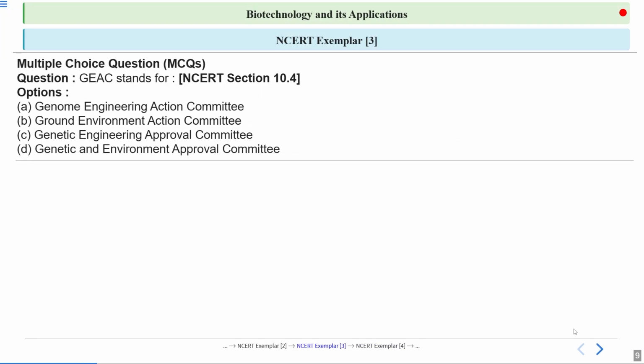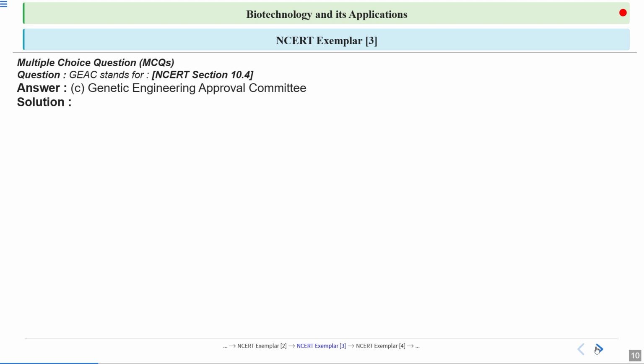Next question. This is also a multiple choice question. The question says USGEAC stands for, this is from NCERT section 10.4. They have given us an abbreviation and are asking us the full form of that abbreviation. Option A is Genome Engineering Action Committee, B is Ground Environment Action Committee, C is Genetic Engineering Approval Committee, and D is Genetic and Environment Approval Committee. Let's see its answer.